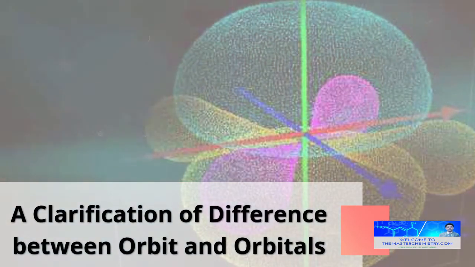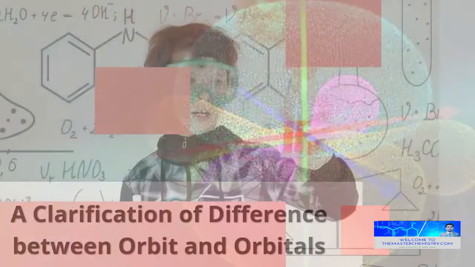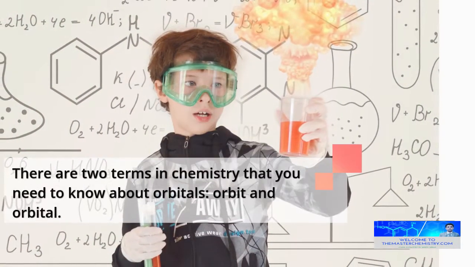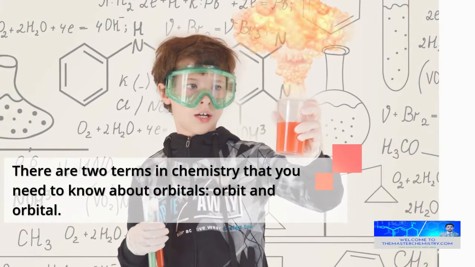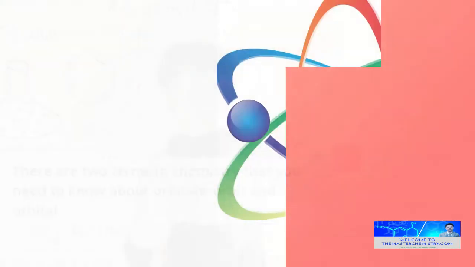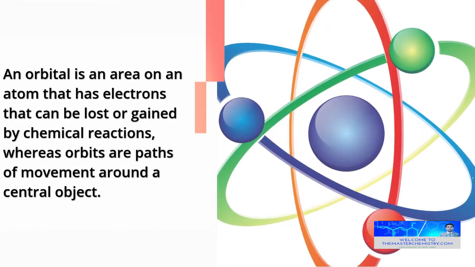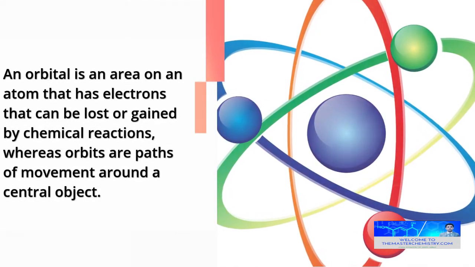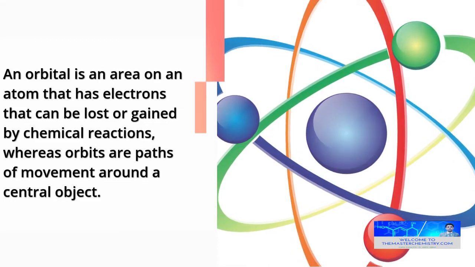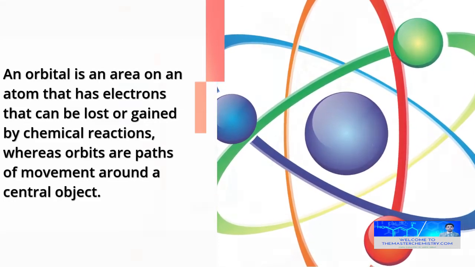This lecture is going to be all about the difference between orbit and orbitals. There are two terms in chemistry that you need to know about: orbit and orbital. An orbital is an area on an atom that has electrons that can be lost or gained by chemical reactions, whereas orbits are paths of movement around a central object.